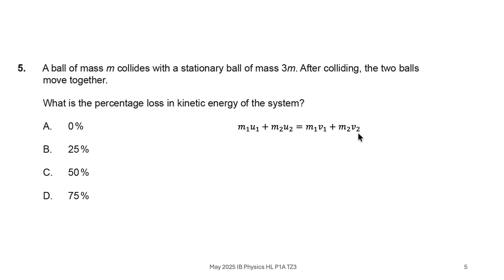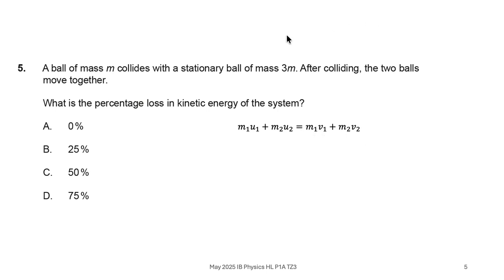Providing we have no external forces, so no gravity, no friction, no air resistance, no electromagnetic forces, etc., we can use this equation. What this says is the mass 1 times initial velocity of 1, and the same for 2, added together is equal to the product of the masses and velocities after the collision.